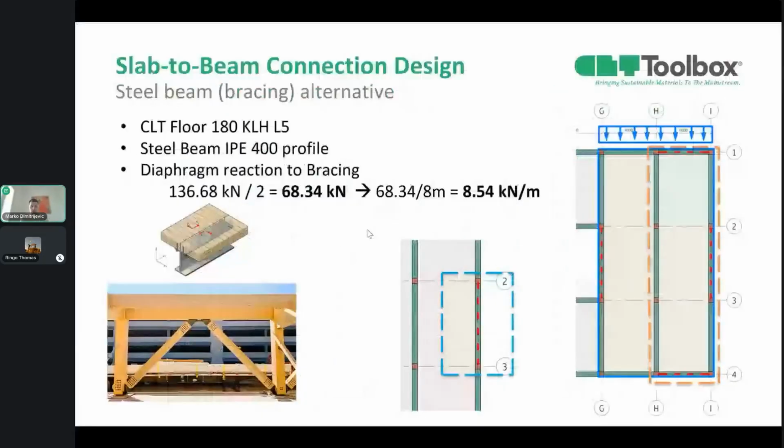So in this second example, we'll use pretty much the same configuration. We'll just assume that we have steel vertical bracing. So in that case, we'll need another module for calculating the floor to steel beam calculation. That is part of the alternative scenario. And for this example, we'll use the IPA 400 profile as steel beam.